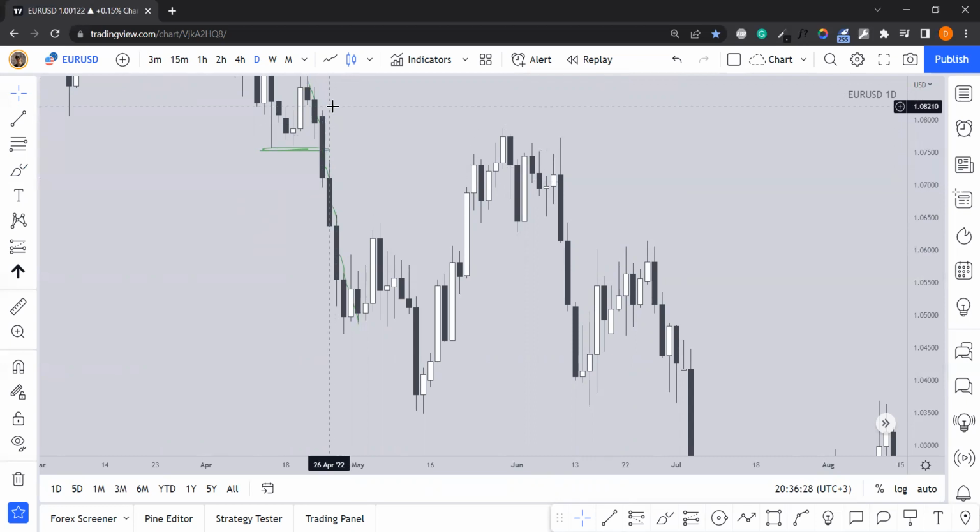So did this candle close above this one? No. And this one, did it close above the previous one? No, no, no, no, no. And only this candle, this one, closed above the previous candle.